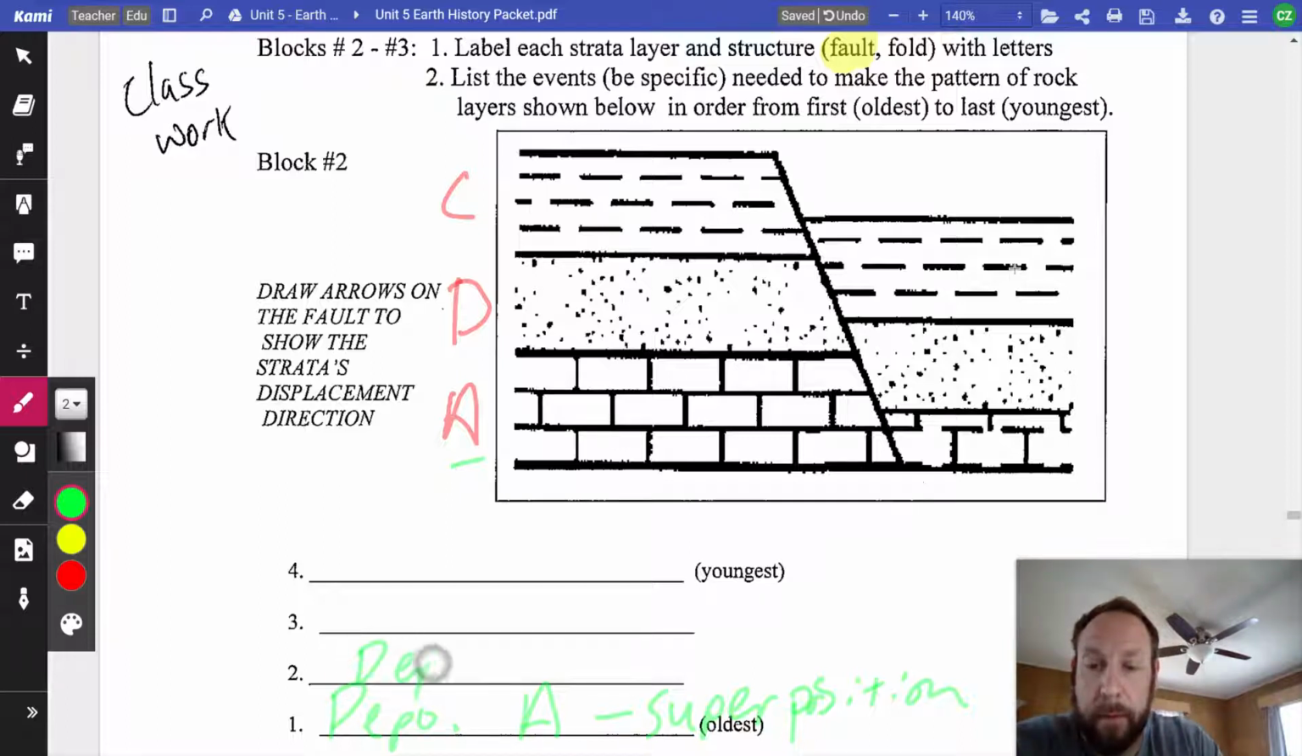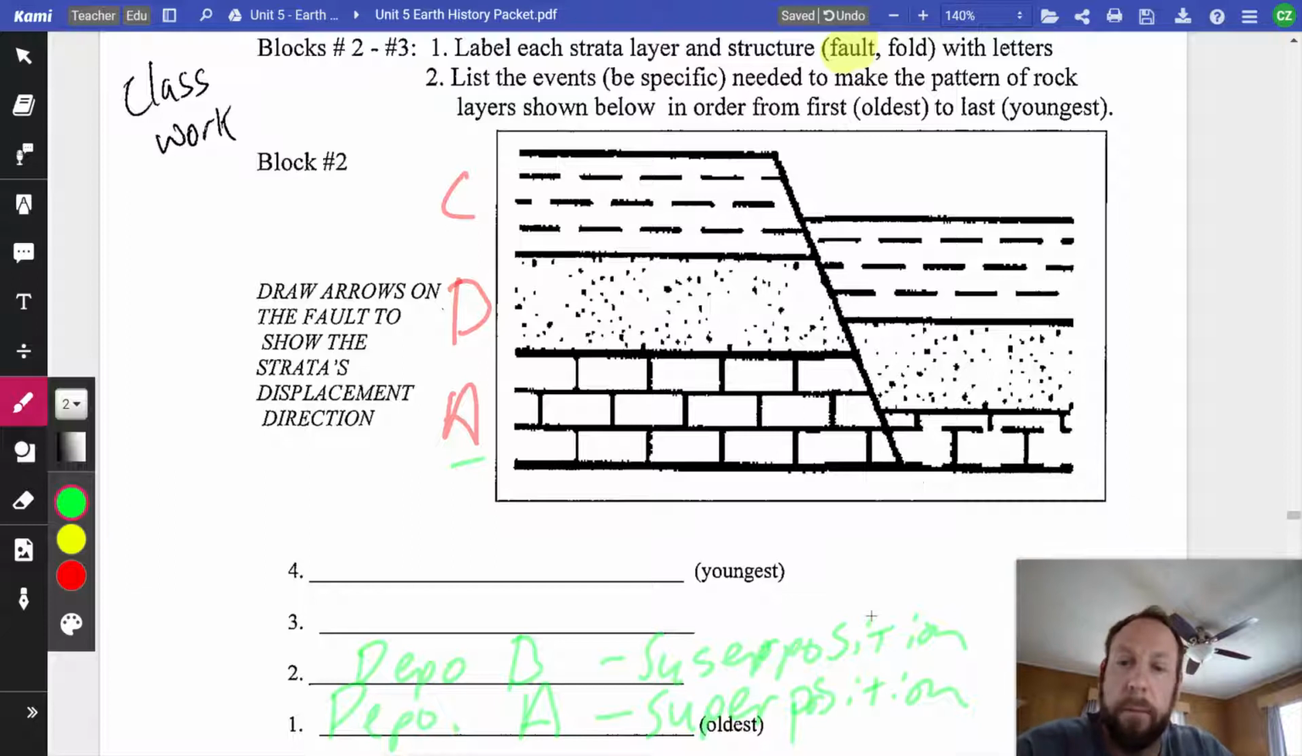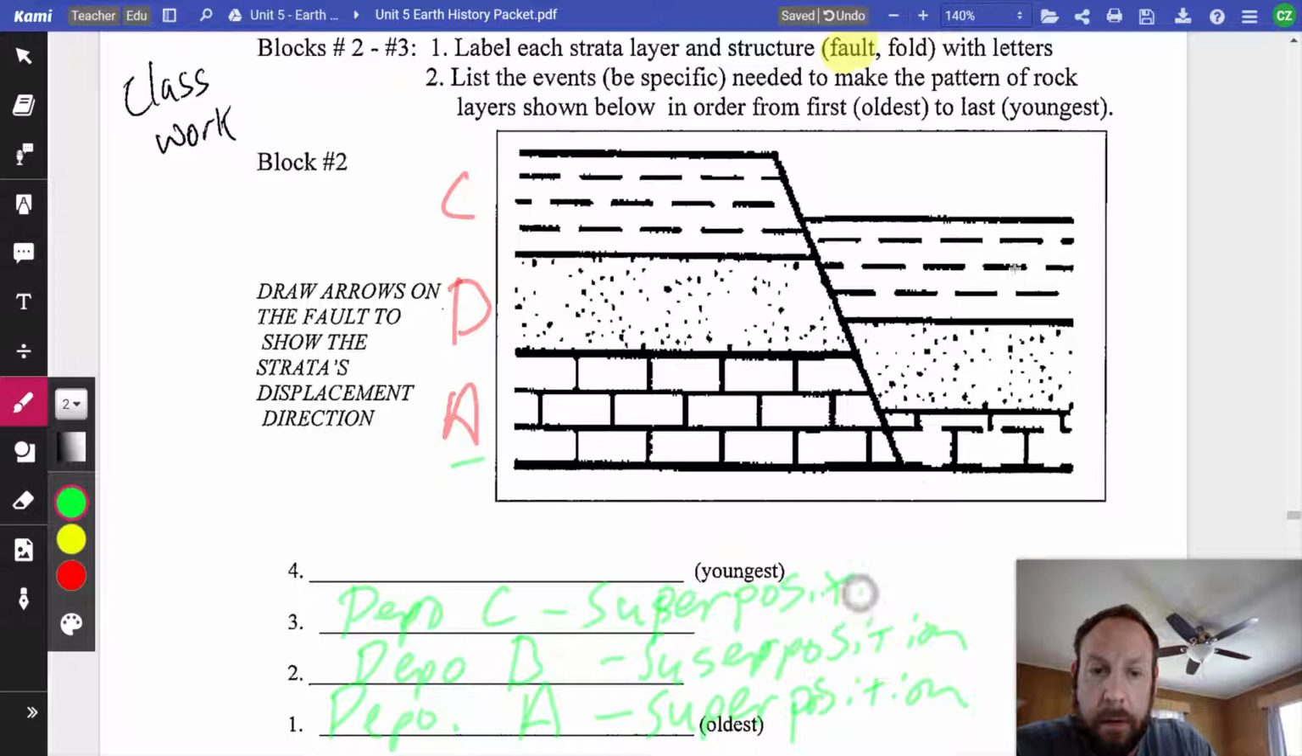Then we have depo of layer B. It comes next, and again, you could say the reason is superposition. Sorry, I'm learning to type right on this. And finally, deposition of C, and again, the reason it came next was superposition, okay?